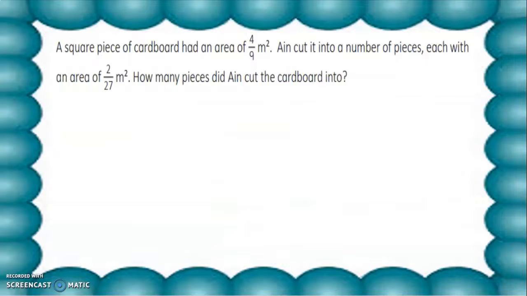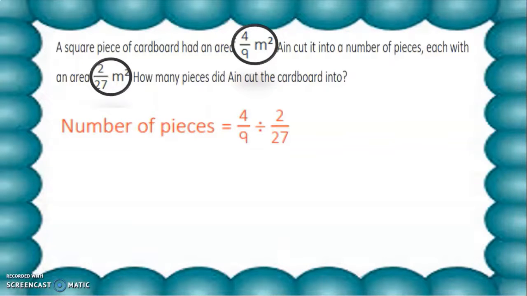One more example. A square piece of cardboard had an area of 4/9 square meters. Aim cut it into a number of pieces, each with an area of 2/27 square meters. How many pieces did Aim cut the cardboard into? So we have the important information: 4/9 square meter and 2/27 square meter. Which operation are we going to use? Yes, we're going to divide.